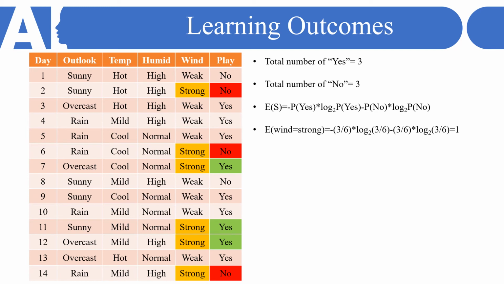Similarly, the entropy of wind when it is strong will be given by this formula. So if you see the highlighted cells again, the total number of yes is 3, the total number of no is again 3, and we can say that there is a 50% probability. So the entropy of wind when it is strong is equal to minus 3 by 6 into log to the base 2 of 3 by 6 minus 3 by 6 into log to the base 2 of 3 by 6, which is nothing but 1. So when we have equal probabilities, as we know from the curve, the entropy is always highest, and that is equal to 1.